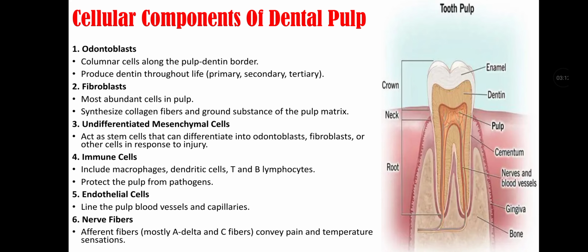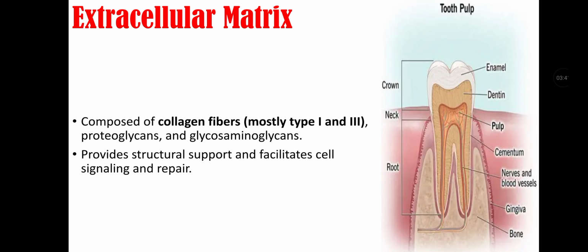Third is undifferentiated mesenchymal cells. They act as a stem cell that can differentiate into odontoblasts, fibroblasts, or other cells in response to injury. Fourth is immune cells. They include macrophages, dendritic cells, T and B lymphocytes. They protect the pulp from pathogens. Fifth is endothelial cells that line the pulp blood vessels and capillaries. Sixth is nerve fiber that include afferent fibers that are mostly A delta and C fibers that convey pain and temperature sensation. Second is extracellular matrix.